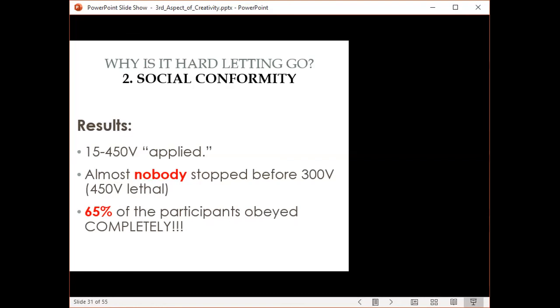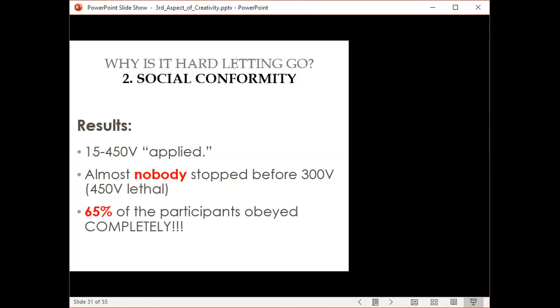Science, that's it. That's all the guy says. And most of us kept going. Because we have this desire to not destroy our social bonds with people, especially people in authority.